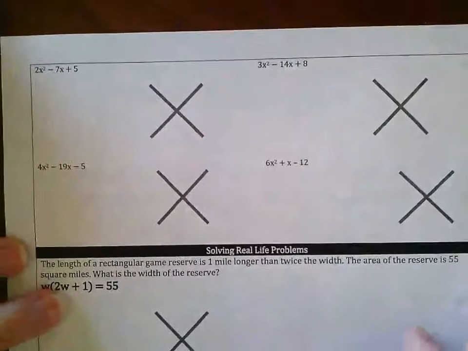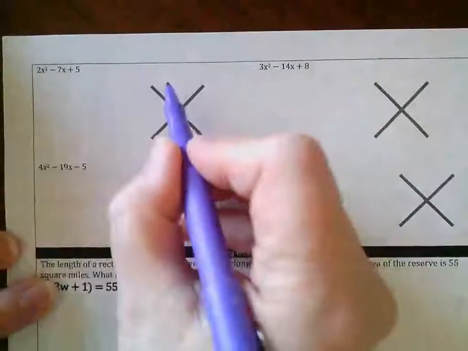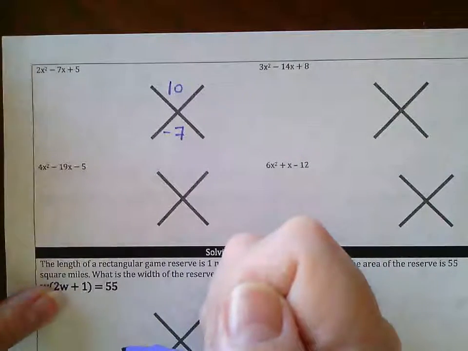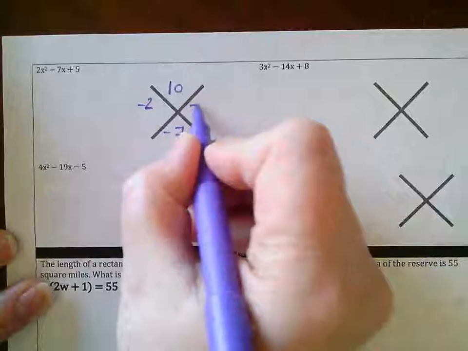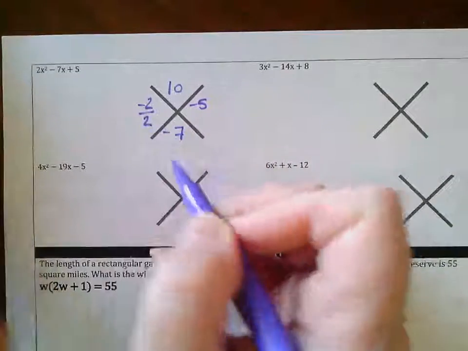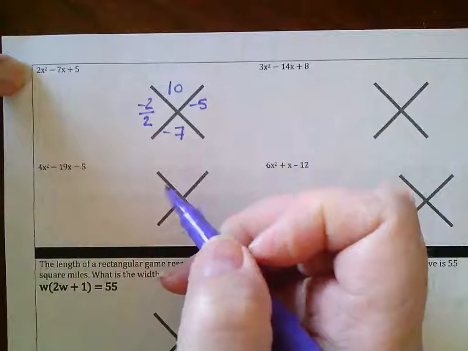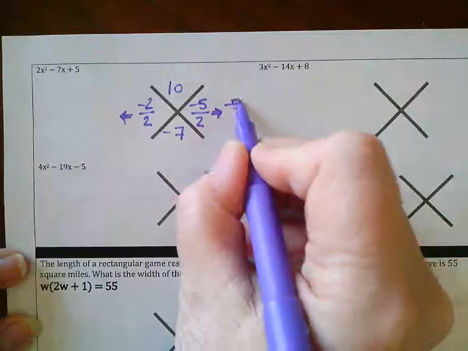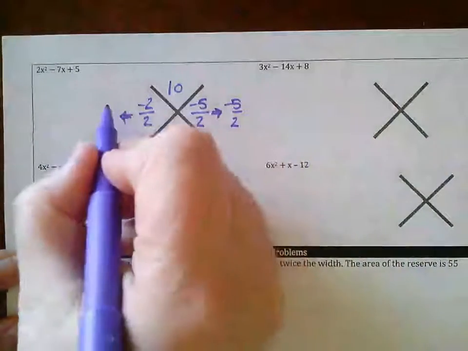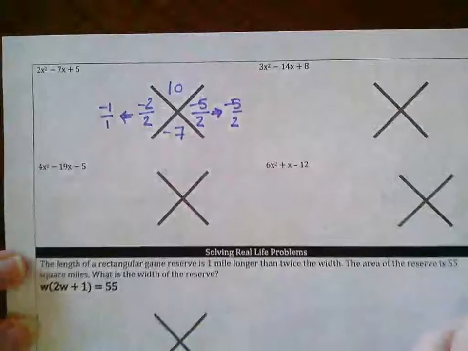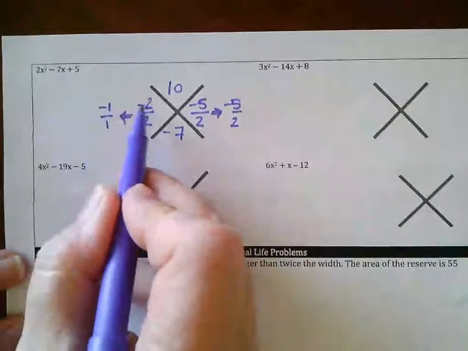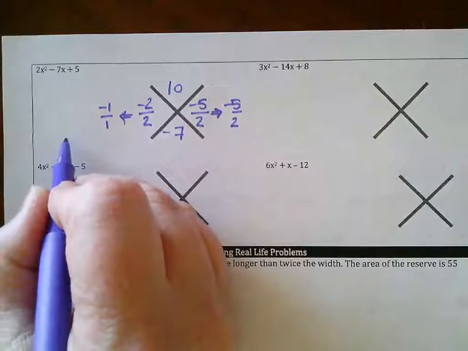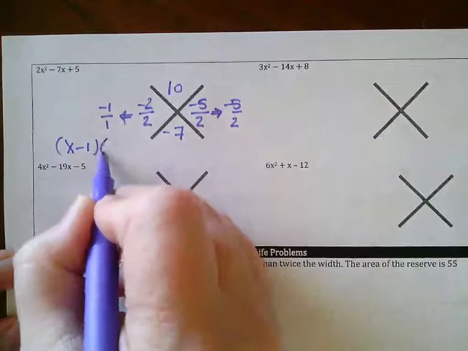Welcome back. So numbers here, 2 times 5 is 10. Multiply, add, -7. Those numbers would be -2, -5. Divide by your first number that's right here, the 2. Divide by the 2. Reduce. So you get -5 halves because you can't really reduce that. And then you get -1 over 1. Notice that I'm leaving the negative where it was. I'm not pulling it down or pulling it to the side. So your answer here is x minus 1, 2x minus 5.